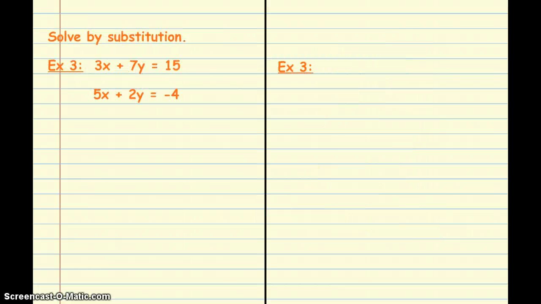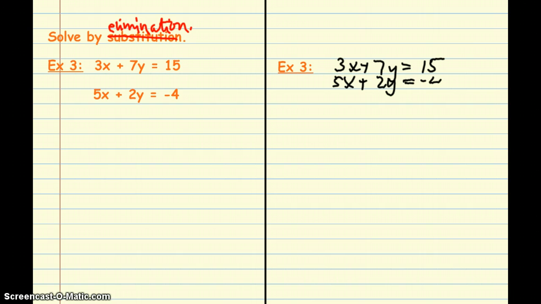Last example. Whoops, that should not say substitution up there. That should actually say solving by elimination. Sorry about that. And in this case, to do elimination, we have to figure out a way to eliminate either the x or the y off the bat. So I'm going to just rewrite each of my two equations. I have 3x plus 7y equals 15, and I have 5x plus 2y is equal to -4.